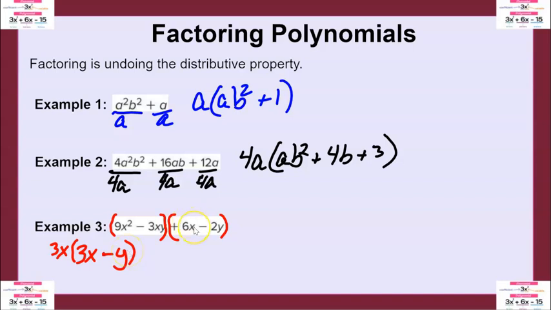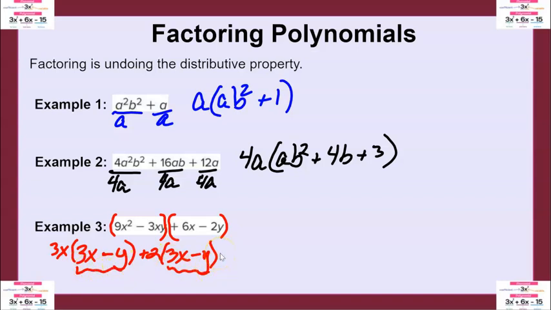Now my other binomial, I want to make sure whatever I have left in parentheses is the same as 3x minus y. So right now I have a 6x. I need to make that a 3x. In order to do that, I'm going to be factoring out a positive 2. 6x divided by 2 is a 3x minus a 2y divided by 2 is y. My two parentheses are now the same.